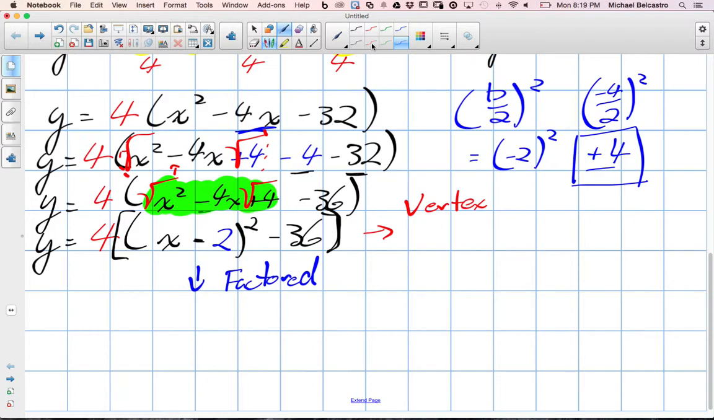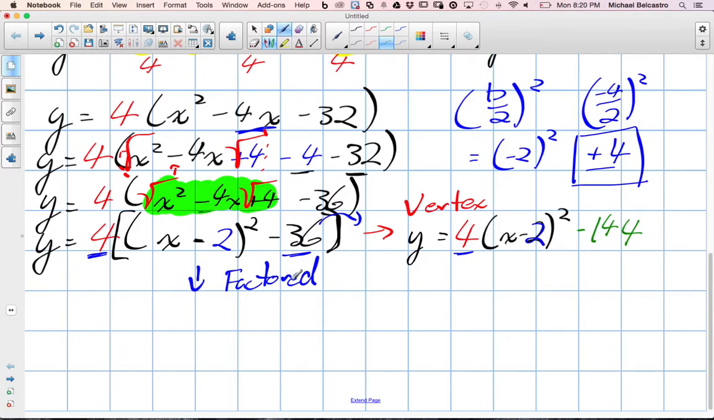So for our vertex form, we're going to take this negative 36 and bring it outside of the bracket. And when we do that, we have to multiply by this common factor we took out, the coefficient in front, which is 4. So we have 4 times (x minus 2) squared, still the 2 in blue. And negative 36 times 4 is negative 144. So here is our vertex form when completing the square.